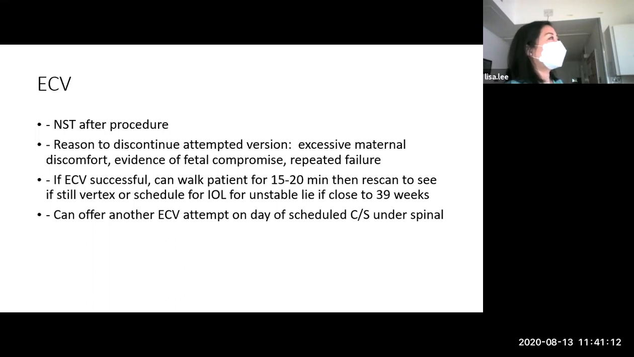So if you had an unsuccessful ECV and then you schedule her for C-section, you could offer her another attempt of an ECV after she gets her spinal. And if it's successful, great, keep her to induce. If it's not successful, then go ahead with the C-section. So that's one more option. When you say under spinal, does that mean they actually place an epidural just in case she gets successful and she has an epidural? Oh yeah, you could do an epidural. Yeah, either or.